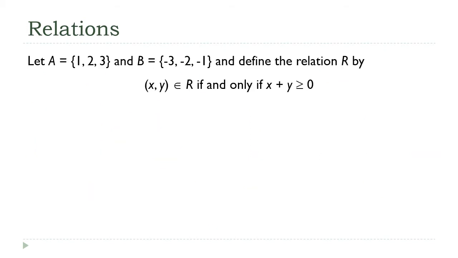So I've got another one here, right? This one also defined on finite sets. A is the positive integers 1, 2, and 3, and B is the negative integers, -1, -2, and -3. They're opposites. And I have defined this relationship by x and y are in the relation if and only if x plus y is greater than or equal to 0. So I'd like you to stop for a minute and see if you can come up with the pairs that are in this relation.